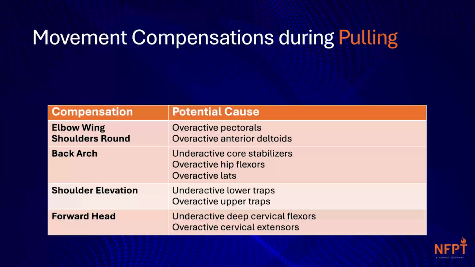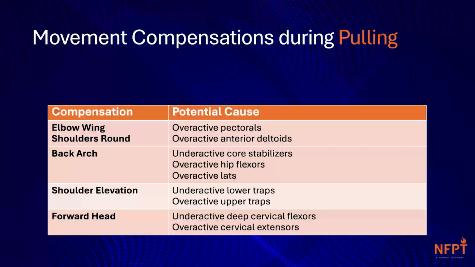Now, what you also might see is their back arching. And this is also a movement compensation that you would see during a pushing movement pattern. So the overactive and underactive muscles are going to be the same thing. When the back arches, we know, regardless of the motion, it is very likely that they have underactive core stabilizers and overactive hip flexors. And they also might have overactive lats because remember, those lats connect down into the lower back. So when they're overactive, it causes a bit of an arch in the lower back.